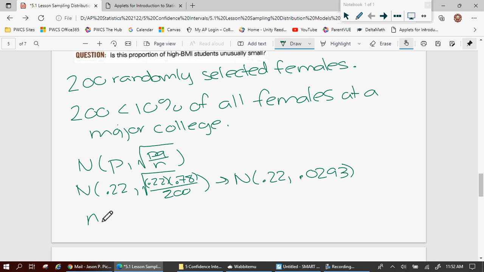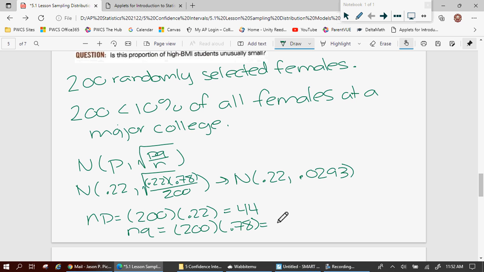So np is 200 times 0.22, and that is 44. nq is 200 times 0.78. I did 1 minus 0.22, and that gives us 156. Both of these are greater than or equal to 10, and so that means we can approximate our distribution of sample proportions using a normal model.